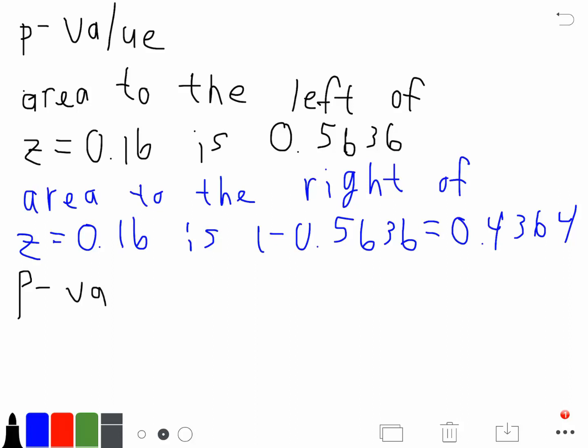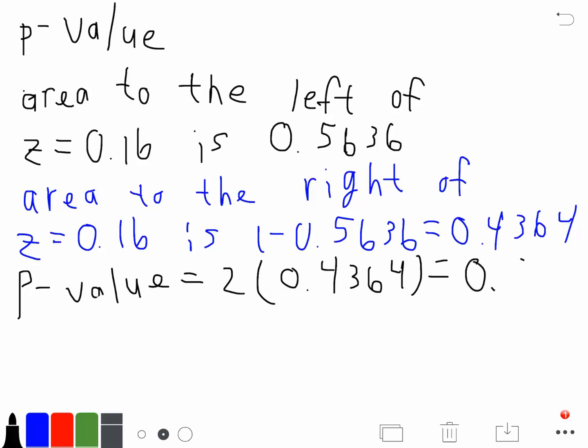So p-value equals 2 times 0.4364, which will give me approximately 0.873. They wanted me to round to 3 decimal places on this one. And since I rounded, let's use the approximation mark. Now that we have our p-value, let's move on to the conclusion.